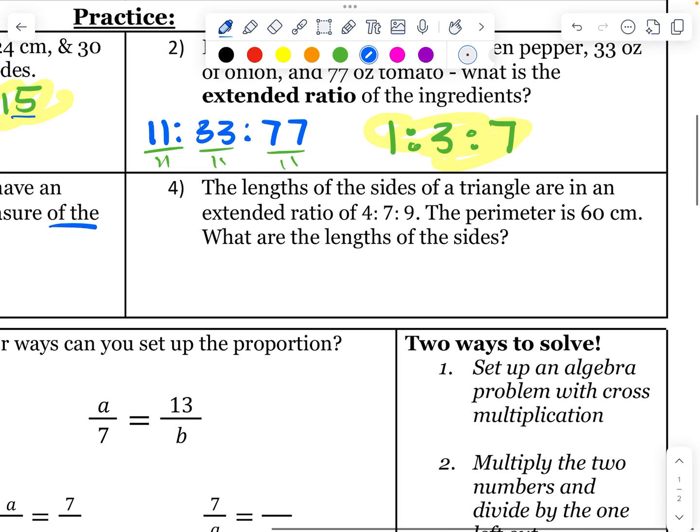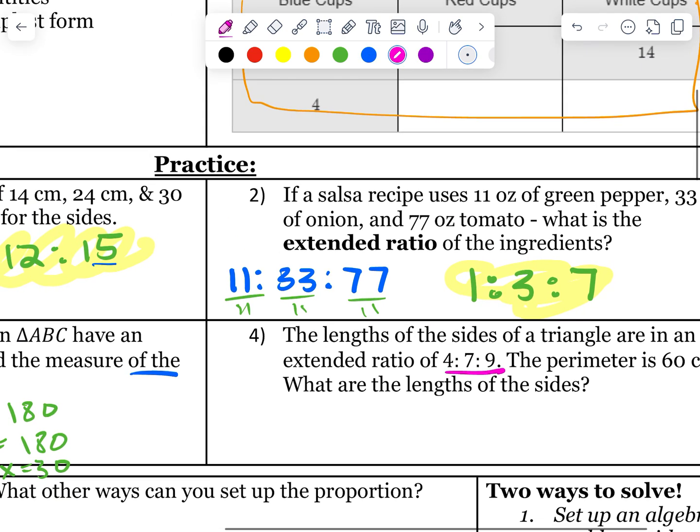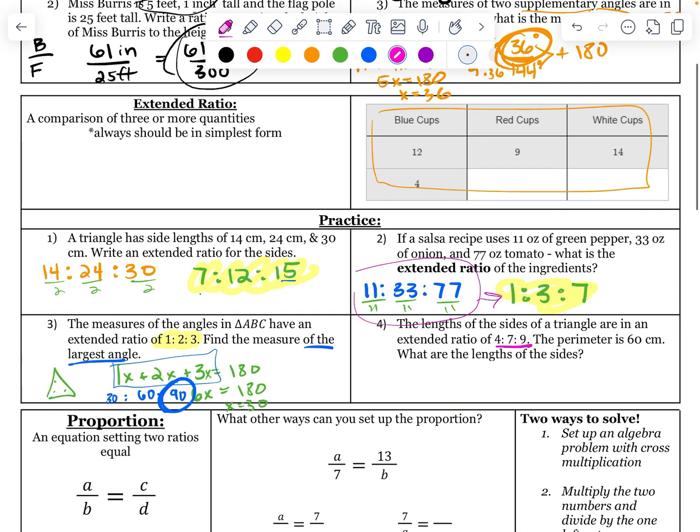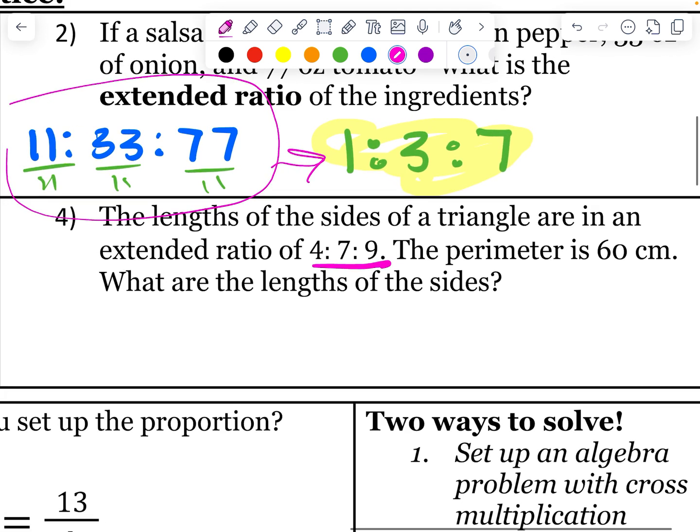Same idea. The lengths of the sides of the triangle are an extended ratio of the perimeter. So again, we're adding these up. That is the original number. So before, to go from the original to the ratio, we divided. To go from the ratio to the big one, we got to multiply. So 4x plus 7x plus 9x equals a perimeter of 60, because perimeters add up all the sides.